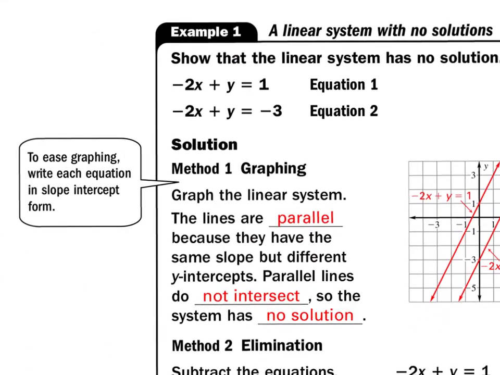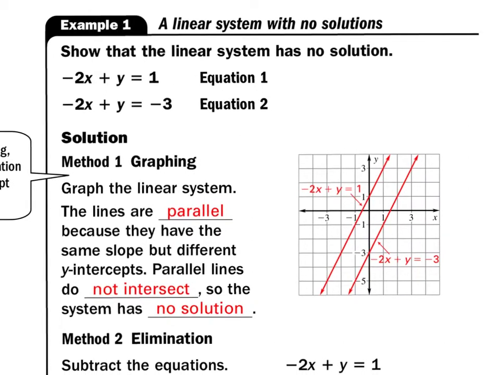In example 1, we're going to find a linear system that has no solution, and we're choosing to solve this system through graphing. We will also choose to solve it through elimination. When we solve it through graphing, we graph each linear system. Now, to make this easier to solve, we need to solve each equation for y.